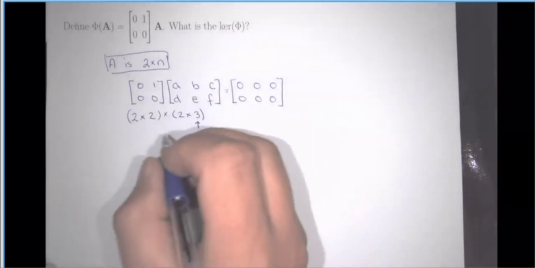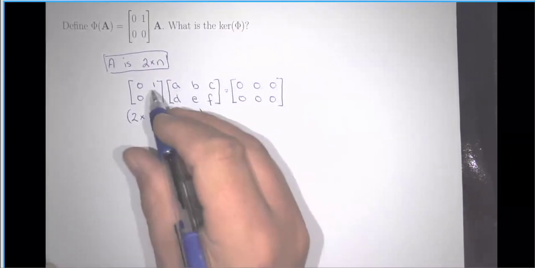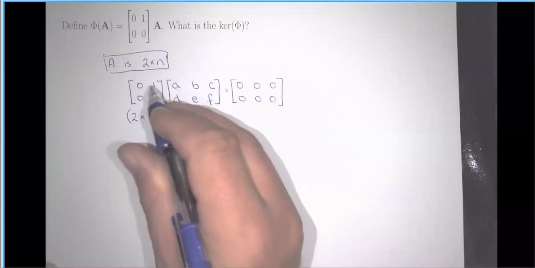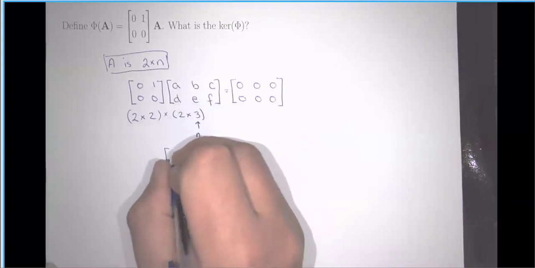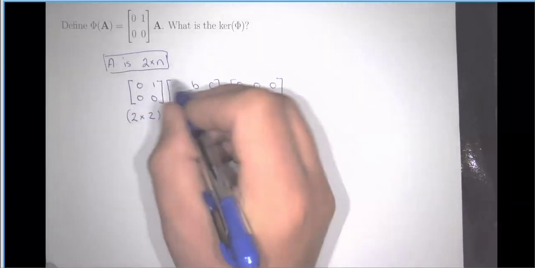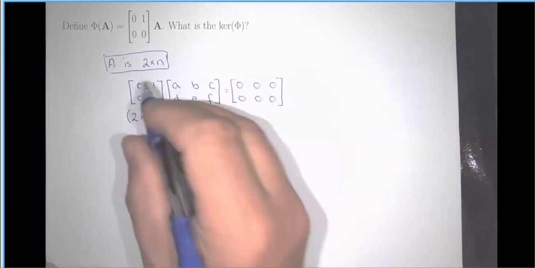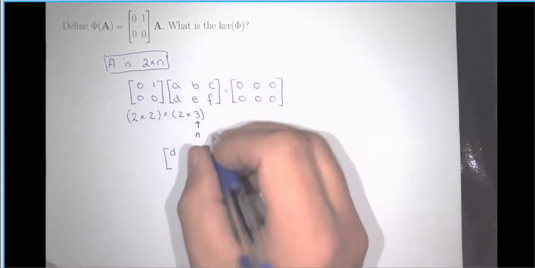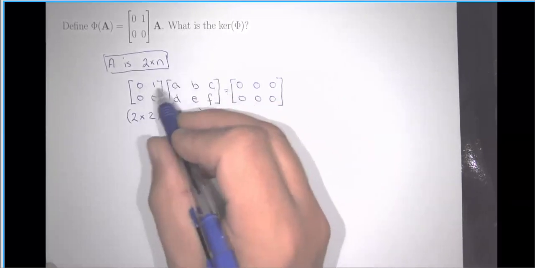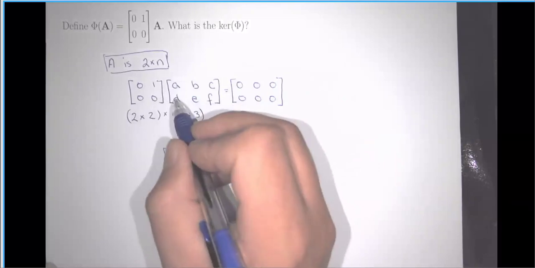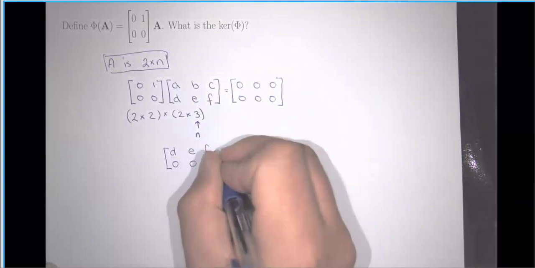Now, if we perform this multiplication, we end up with the matrix. 0 times A is 0. 1 times D is D. 0 times B is 0. 1 times E is E. 0 times C is 0. 1 times F is F. And then we're going to have 0 times A, 0 times D. You can see pretty quickly that this is all going to be zeros on the bottom.